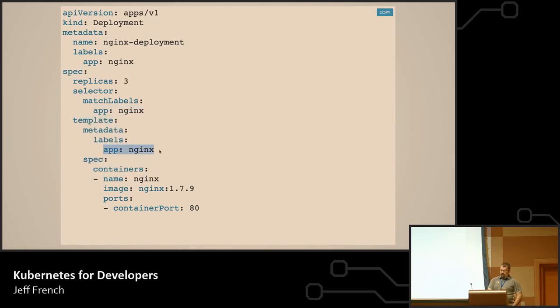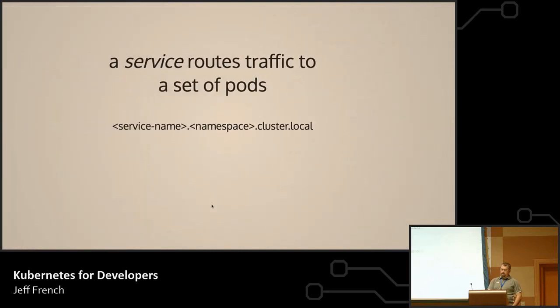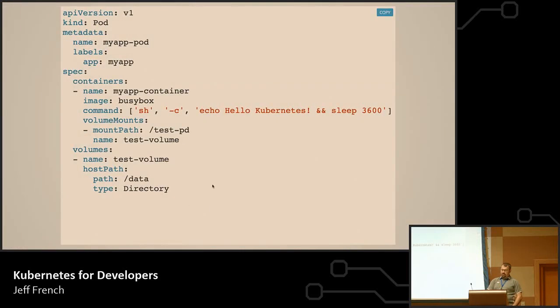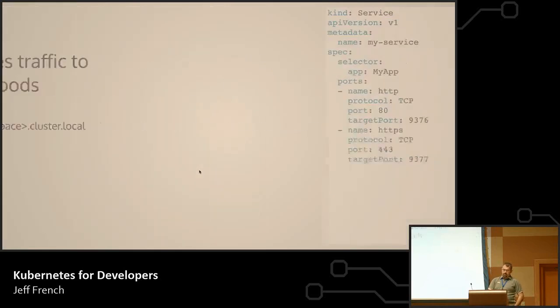And we give it the nice Nginx label. And then we tell it the rest of our pod spec. And basically everything that's in this pod spec here can go in our template pod spec as well.